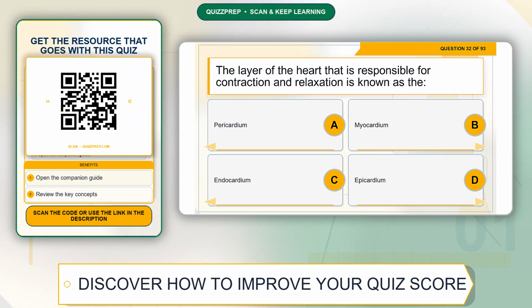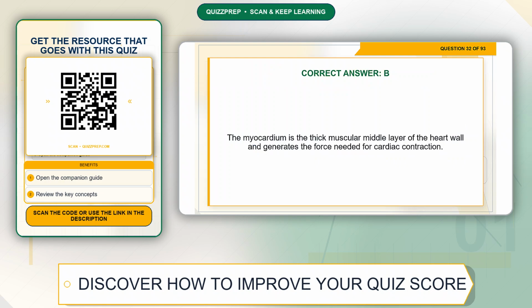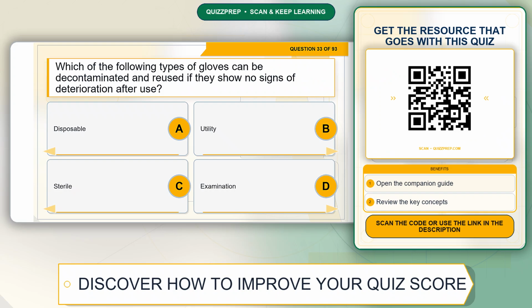Question 32. The layer of the heart that is responsible for contraction and relaxation is known as the Option A, pericardium. Option B, myocardium. Option C, endocardium. Option D, epicardium. The correct answer is option B, myocardium. Explanation. The myocardium is the thick muscular middle layer of the heart wall and generates the force needed for cardiac contraction.